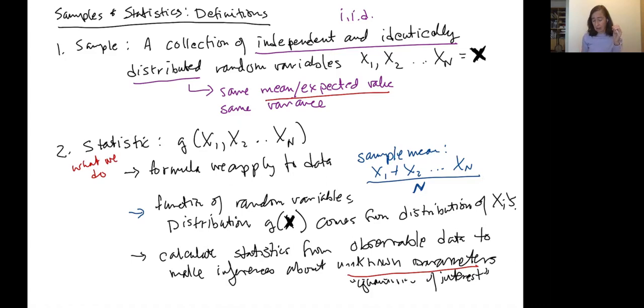Thinking about this sample mean as a function of random variables x1, x2, all the way to xn, that tells us why we do it. Why do we use this formula? And we're going to see in the next lesson why we use it, because it gives us an unbiased estimate of the underlying mean of the distribution that generates the x's. We're getting there in the next lesson.